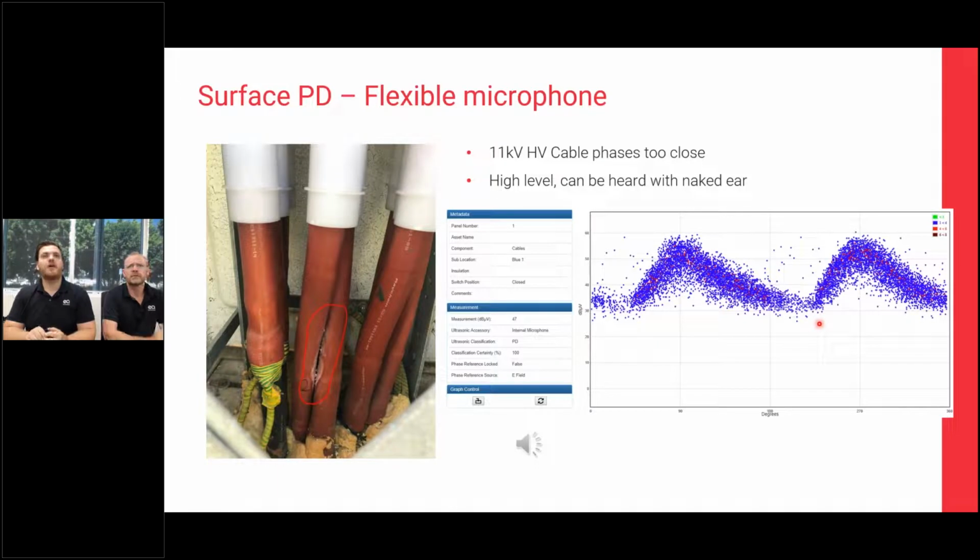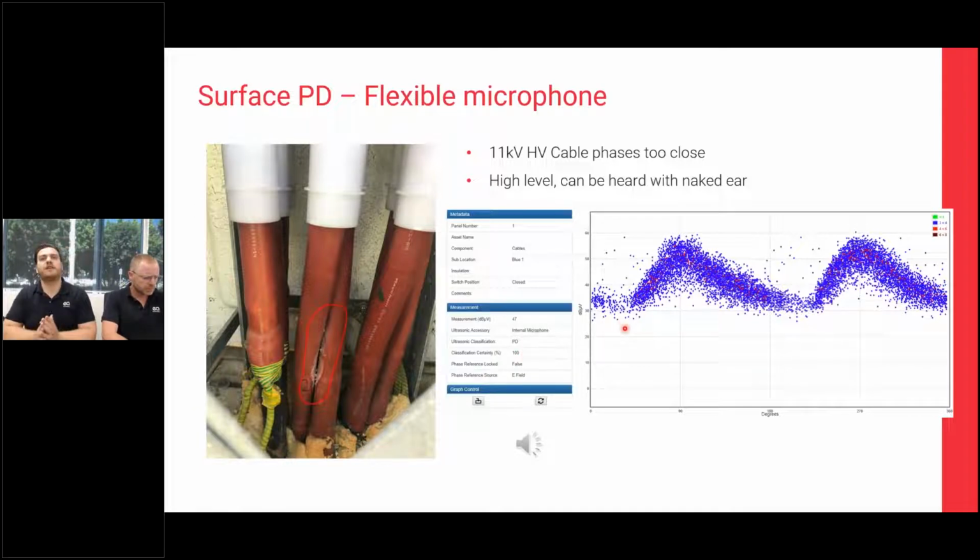This is a Hazemeyer RMU, and you can see immediately from looking at it, these cables are too close together and there is discharge happening. So once the screens are taken off and the cables remain too close to one another, you get discharge occurring between the insulation layers. Looking at this phase plot, it's very clear there's two clusters of activity occurring with 180-degree separation. If we do look over at the information, the ultrasonic algorithm has classified this as PD with 100% surety.